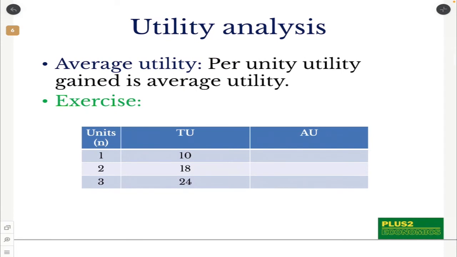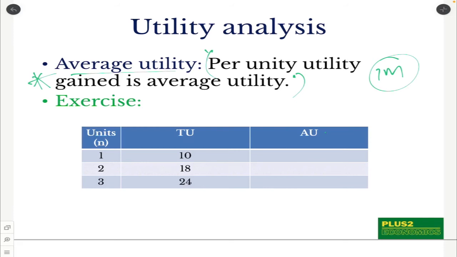So in the next slide, we have average utility. So how do we measure the average utility, or what is the definition for it? Per unit utility gained is average utility. So what are we doing here? We are taking the average. This definition becomes very important. This is generally asked for 1 mark. You have to simply memorize it.